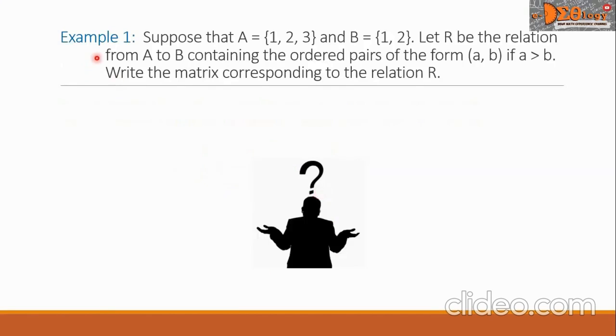Let us see example 1. Suppose that set A equals {1, 2, 3}, and set B equals {1, 2}. Let R be the relation from A to B containing the ordered pairs of the form (a, b) if a is greater than b. Write the matrix corresponding to the relation R.